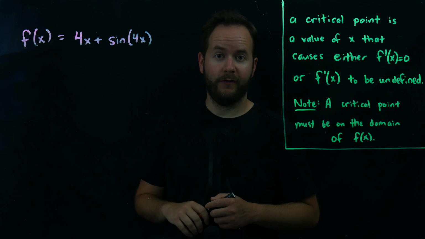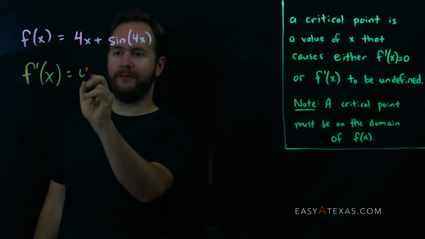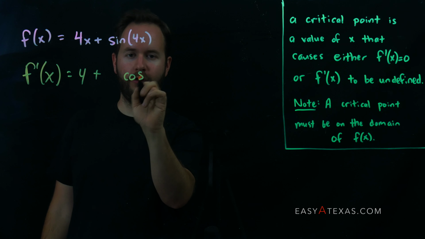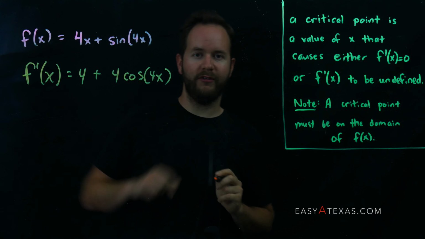To find critical points of a function, you first need to take the derivative. So I'm going to go ahead and do that. The derivative of 4x is 4. The derivative of sine of 4x is cosine of 4x. And then the chain rule will pop out a factor of 4 due to the derivative of that inside function.